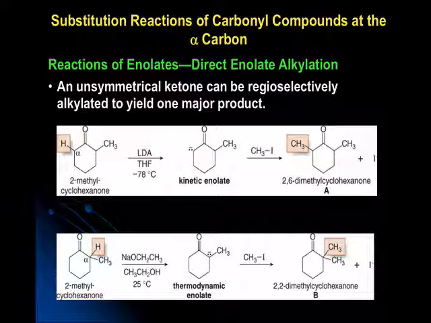So if we look at an unsymmetrical ketone, we learned last time that we can generate both enolates. We can either generate kinetic enolates or we can generate thermodynamic enolates. And so here we have this unsymmetrical ketone, which has 2 alpha carbons. We're reacting with LDA, THF, minus 78 degrees. This generates the kinetic enolate, right? Why do those conditions generate the kinetic enolate?